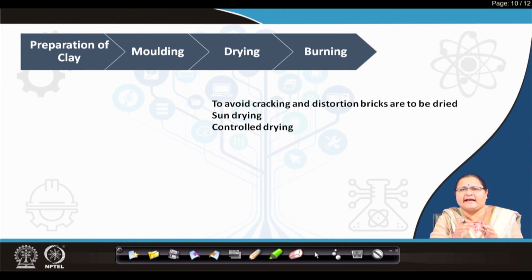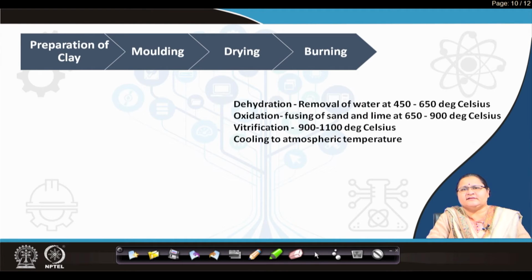To avoid cracking and distortion of the bricks, you cannot put these wet bricks or moisture content bricks inside the furnace. So, you have to wait or keep it for sun drying or else controlled drying. When you put it in the sun drying, it takes some time, 1 or 2 days. When the furnace is ready for the next lot to go, you can arrange them around the fire. After the drying process is the burning process.